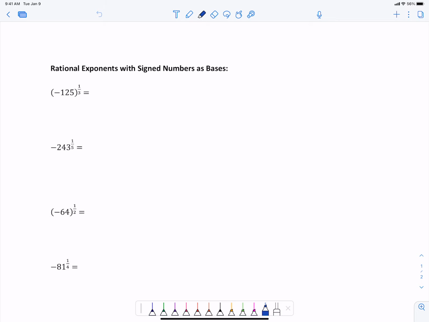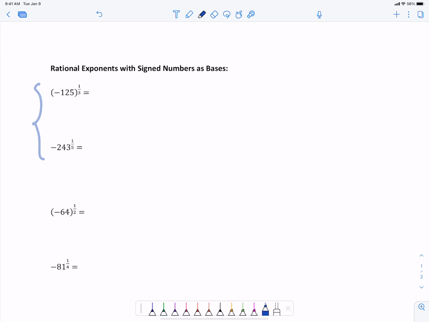So in this video, we're going to take a look at rational exponents with signed numbers as bases. We've got a variety of different kinds of signed numbers, some in parentheses, some not in parentheses. We've also got a bunch of different exponents: thirds, fifths, halves, and a fourth. And I've got these divided up because we want to deal with these in a specific way.